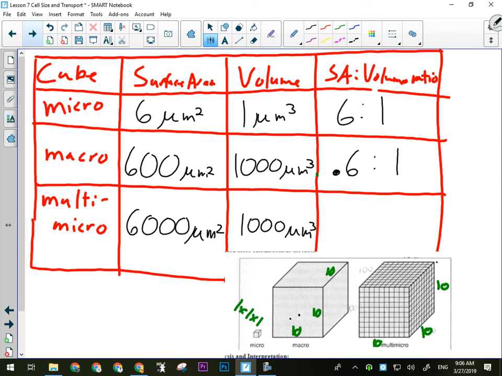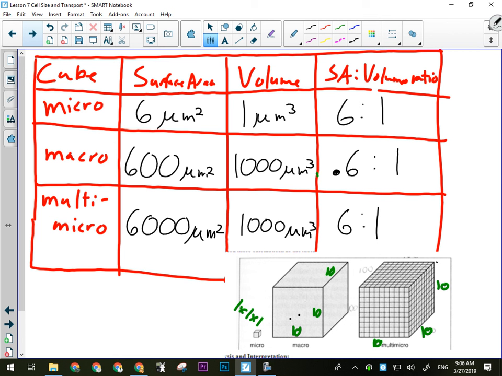All right, what just happened to my surface area to volume ratio? It went back to 6:1. This is why it's good to be multicellular. You can get big, but not have to worry about the surface area to volume ratio that is faced by really big single cells. You overcome that because you're made up of a bunch of small cells that have good surface area to volume ratios. Everybody with me there?